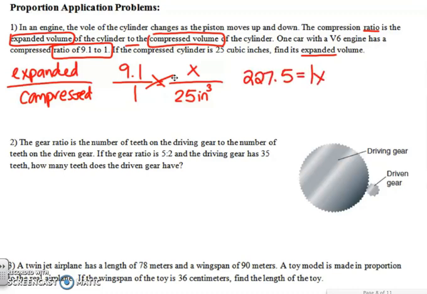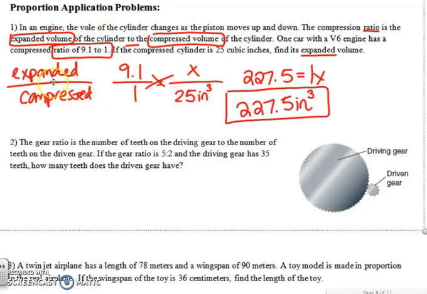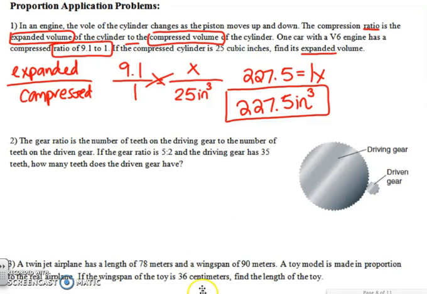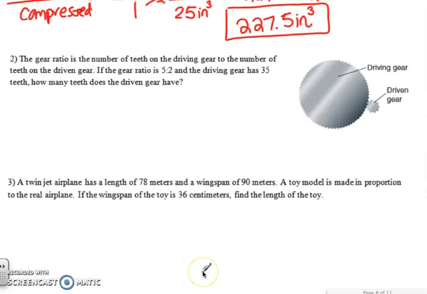So hey, we're done. So 227.5 inches cubed is our volume for our expanded. Okay? So a little tricky, but just make sure you write in words what's happening over here. So why don't you try number 2, and then we'll talk about number 3.